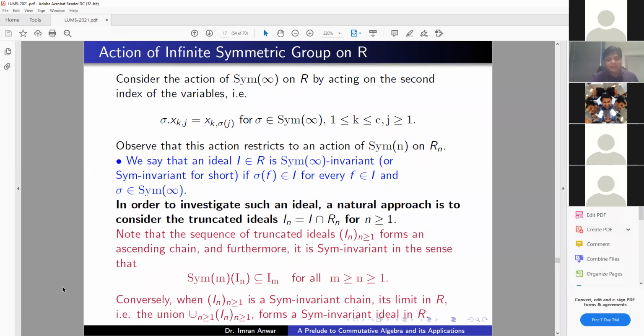Conversely, you pick any filtration of Sym-invariant chain. Its limit in R is this particular union. So this is the other way around. This is the way from truncated to reaching the original ideal, and this is the way you have a truncated system; its limiting case is giving you the picture of the ideal. So ideals in this particular structure look like this. They have a filtration structure and they have this kind of form.